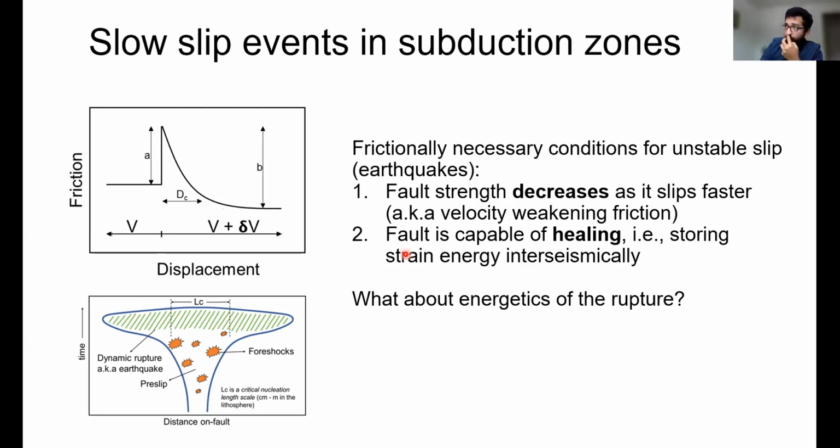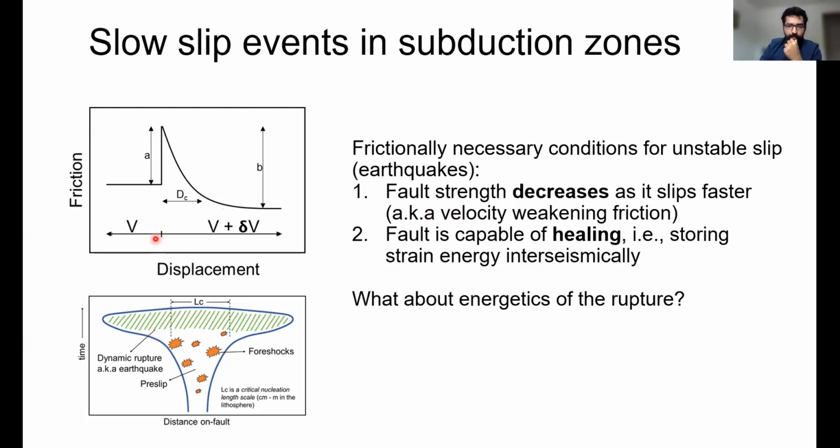And without getting into too many details, certain frictional properties determine whether a fault can nucleate an unstable earthquake, or if it's going to prefer to creep quietly. Now, the first requirement is that the fault strength decreases as it slips faster. And we would call this velocity weakening friction. And this is a necessary condition for earthquakes.